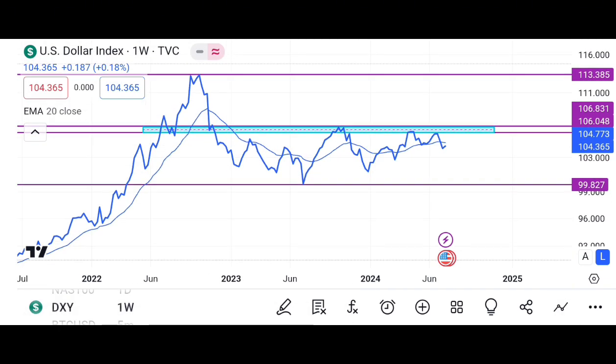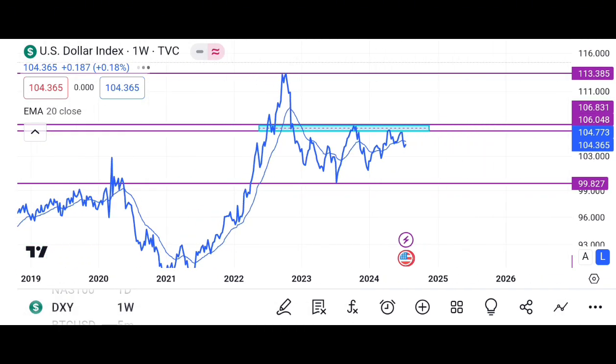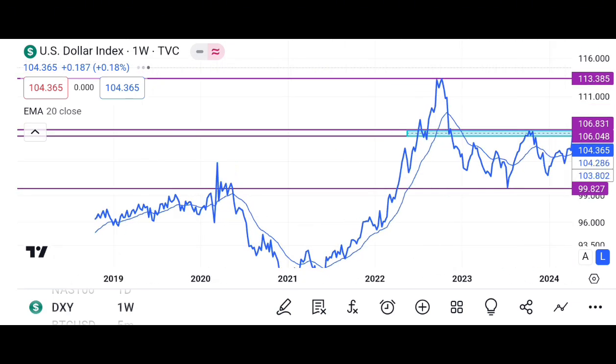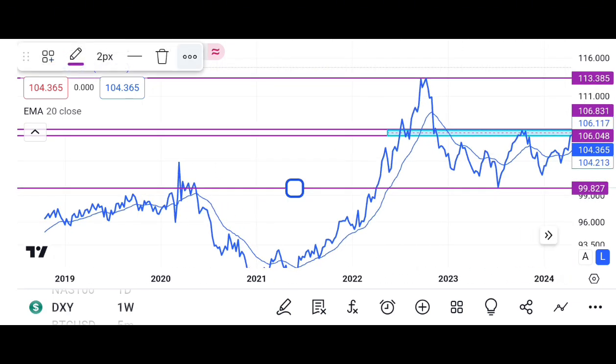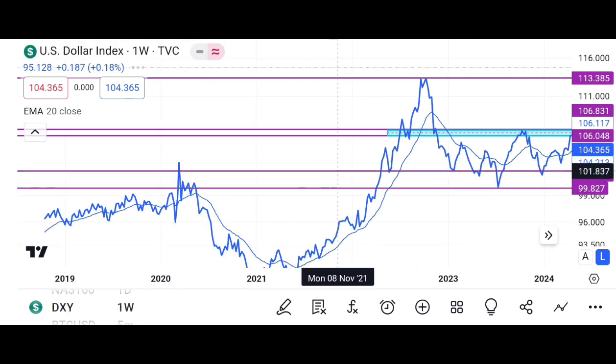It is very important for you to understand, guys, I don't want to lie to you guys now. Understanding the DXY is you having a cheat code when it comes to the market.